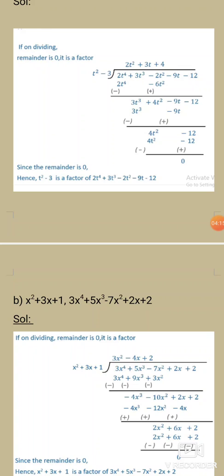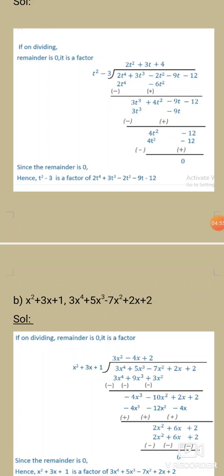Now, when we divide it, to change x square into 3x raised to 4, we need to multiply with the 3x square. So x square into 3x square is 3x raised to 4. Then second term, 3x into 3x square is 9x cube. Then plus 3x square plus 1 is equal to 3x square. After that, subtract. Change the sign and then add it. So it becomes minus 4x cube minus 10x square plus 2x plus 2.